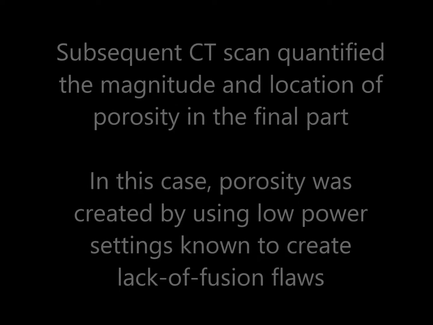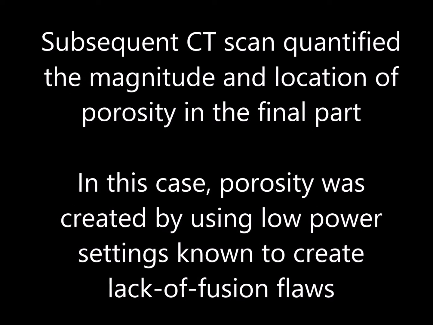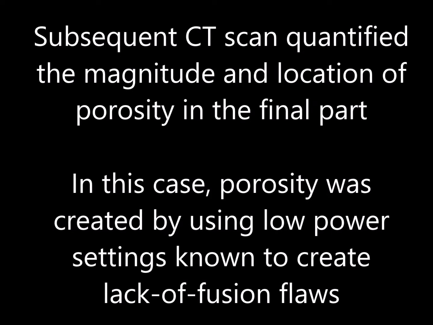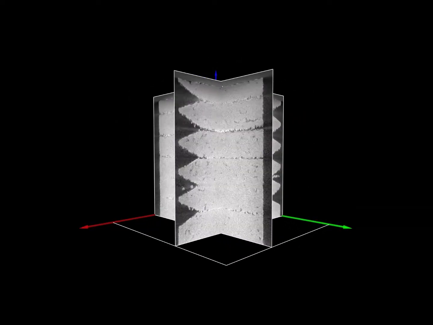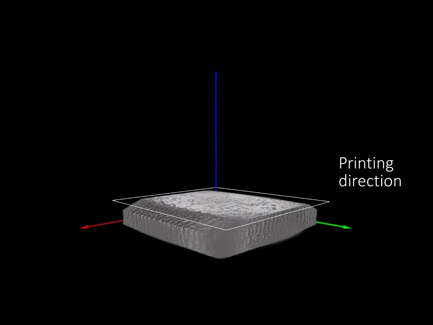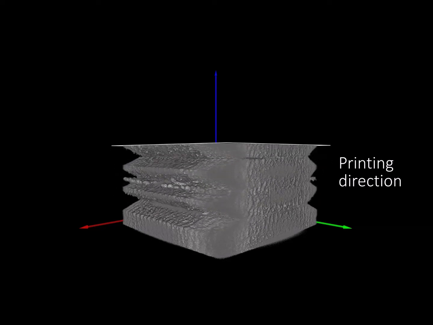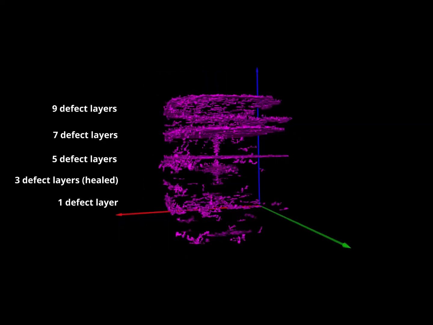Subsequent CT scan quantified the magnitude and location of porosity in the final part. In this case, porosity was created by using low power settings known to create lack of fusion flaws. Flaws were created in known locations with physical fiducial marks in the part to allow accurate registration of the CT data. This data was then processed to isolate and measure porosity in the as-made part.